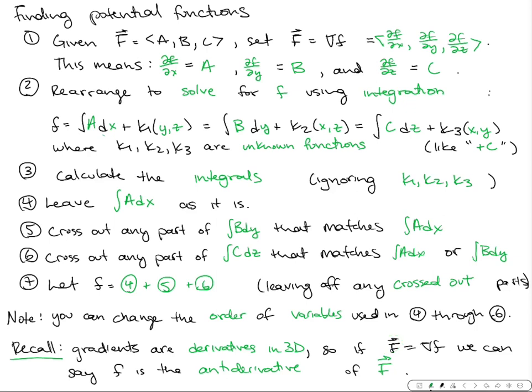So all we're doing is closing the loop: we learned how to turn functions into vectors that represent derivatives, and now we're learning how to take functions that are derivatives and turn them back into an antiderivative.